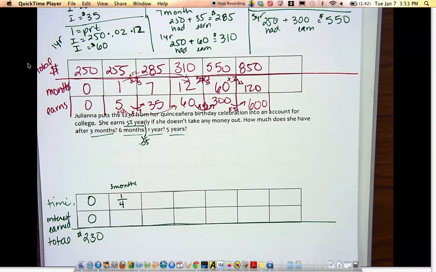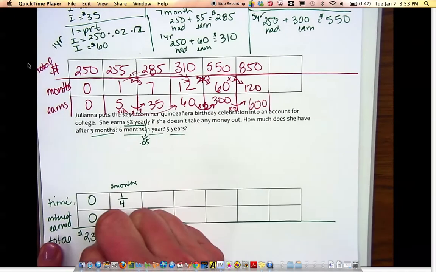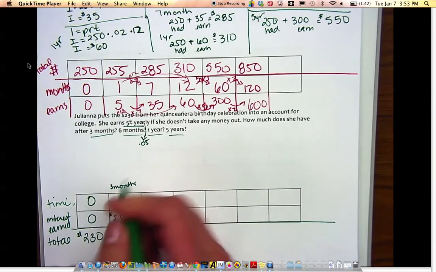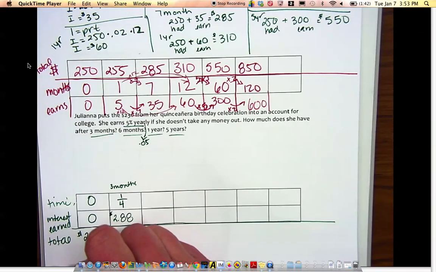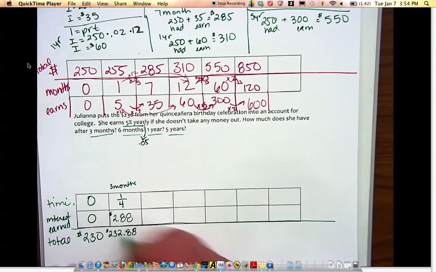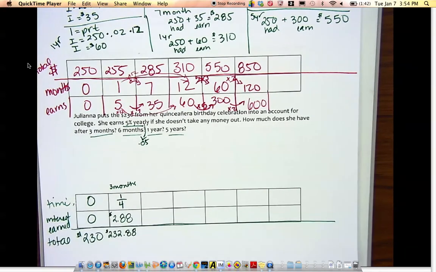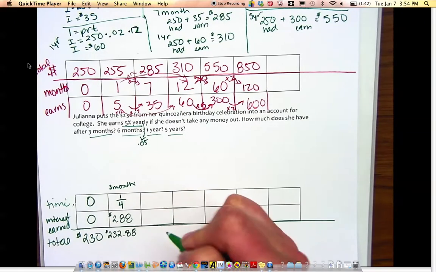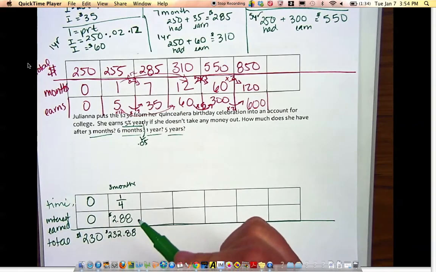Well, that doesn't really work because money only goes 2 decimal places. So I see there's a 5, which means my 7 is going to round up to 8. So she's earned $2.88 in 3 months. Wow, lots of money. How much money does she have in her bank account? She has a whopping $232.88. At least it's more than she started with. All right, so here I multiplied by 1/4. I took the original and added the interest.